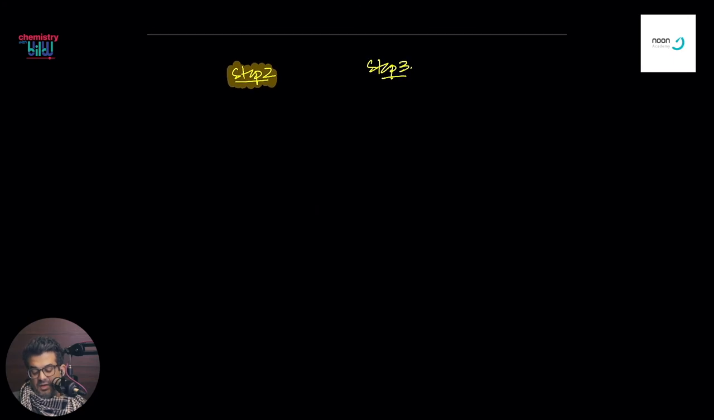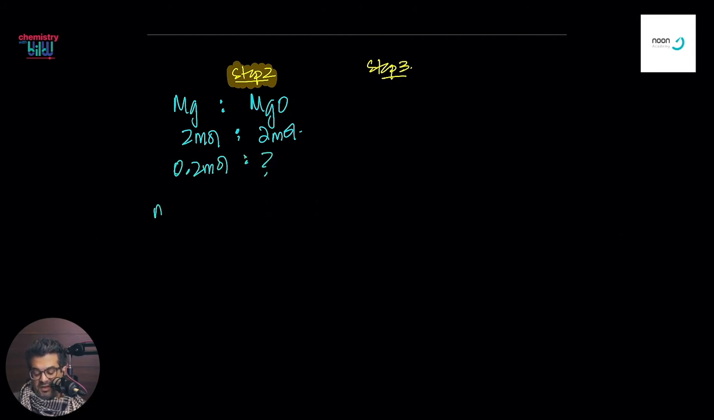The known to unknown. And now the known for me is magnesium, and the unknown is magnesium oxide. Their coefficient in the equation was 2:2. So 0.2 moles will give how much magnesium oxide? So the number of moles of magnesium oxide are also 0.2 moles.